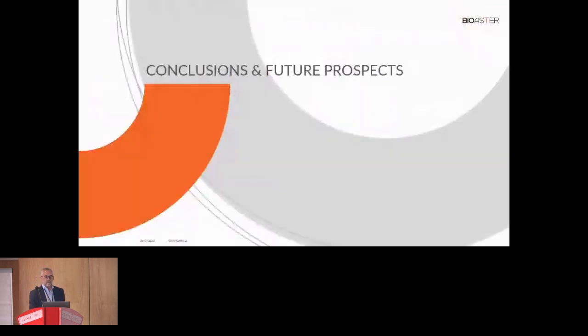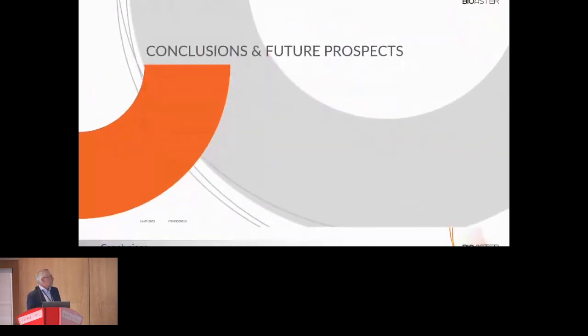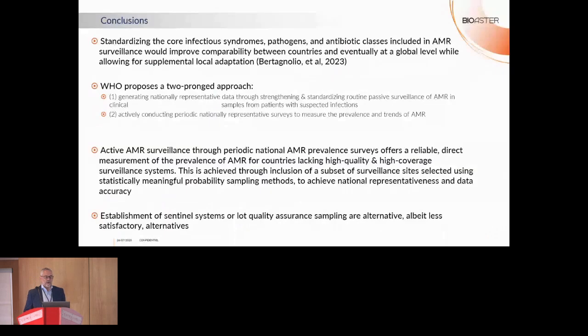So, conclusions and future perspectives. I think we need to standardize the core infectious syndromes, pathogens, and antibiotic classes that are included in AMR surveillance. This would improve comparability between surveys within countries, between countries, and eventually at the global level. The World Health Organization proposes a 2-pronged approach, generating nationally representative data and also conducting periodic surveys to measure the prevalence and trends of AMR.